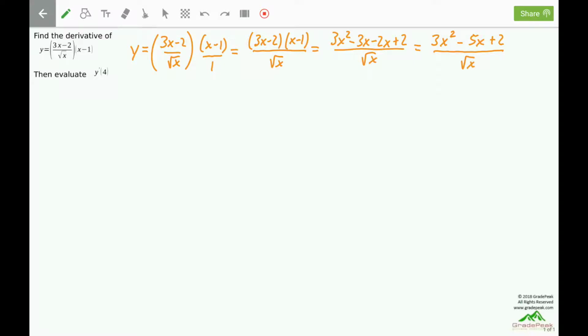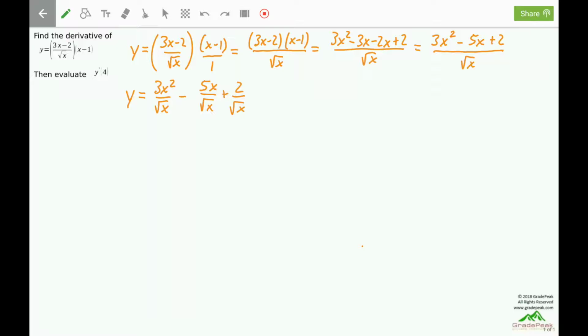We still have a quotient. One option is the quotient rule from here, but if you have a single denominator term, it's not added or subtracted with anything else, we can avoid the quotient rule by taking the quotient directly, put each of the terms in the numerator over that single denominator. So we can now write this as 3x squared over the square root of x minus 5x over the square root of x plus 2 over the square root of x.